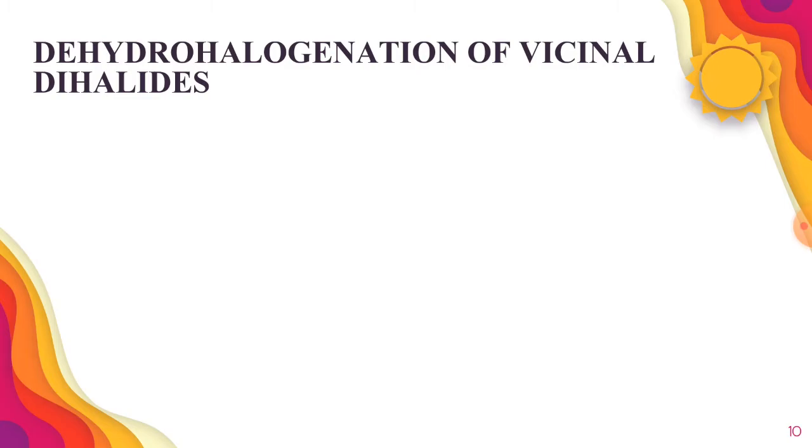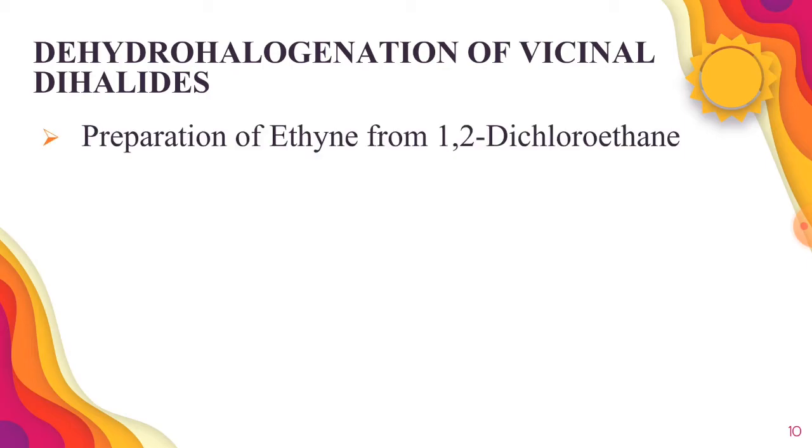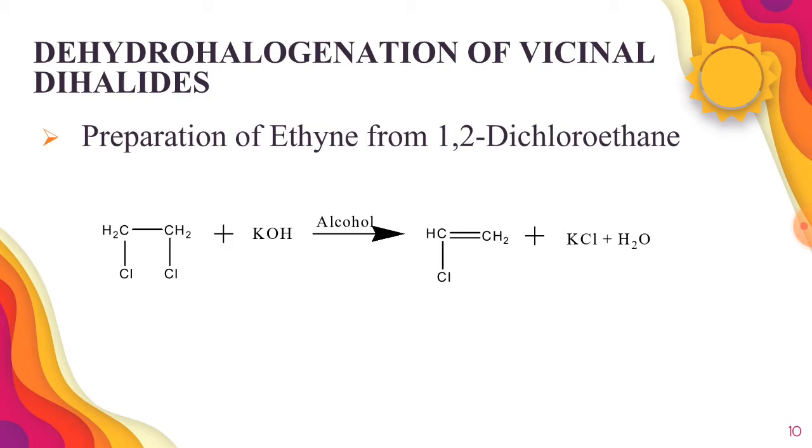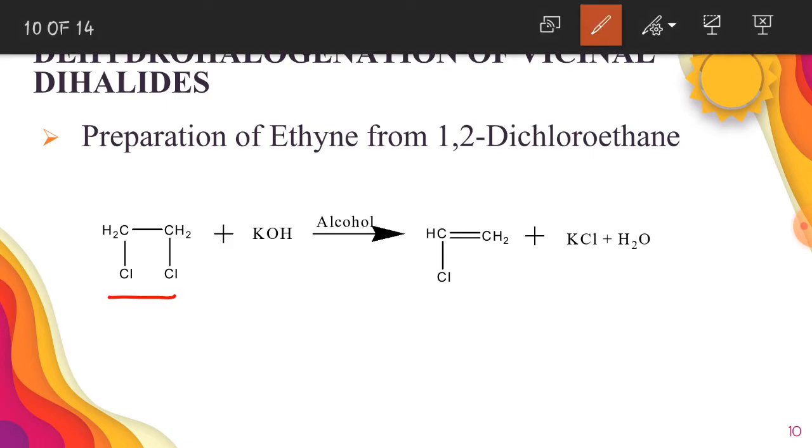So alkynes can be prepared by dehydrohalogenation of vicinal dihalides. Let's study the preparation. In this scheme, we will prepare ethyne from 1,2-dichloroethane. Now this is the vicinal dihalide. Why? Because here the two chlorine atoms are attached to two different carbon atoms that are adjacent to each other.